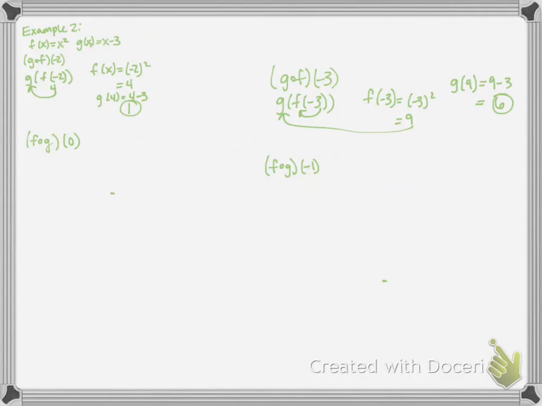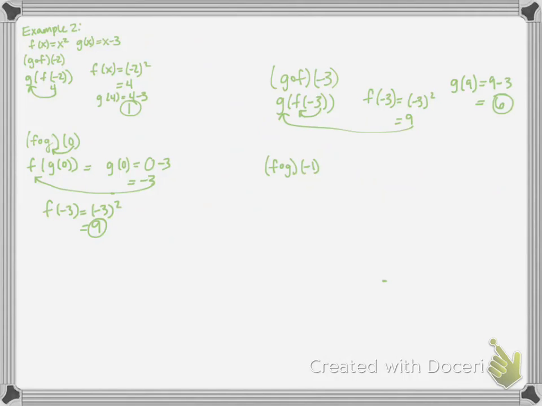Okay, if I go over here, this time we have f of g. So I got f of g of 0. This time I need to plug it into my g equation first. So I have g of 0 is equal to 0 minus 3, so negative 3. Now I need to take that and plug it into my f equation, my outermost. Remember, when I take out a letter and put in a number, I need to use parentheses, so negative 3 squared is 9.